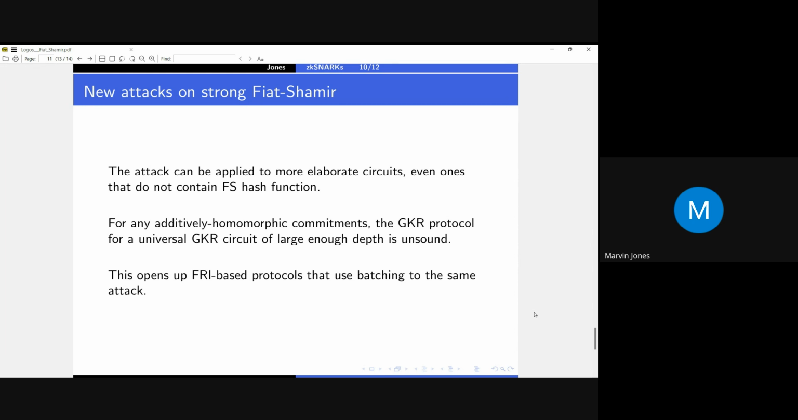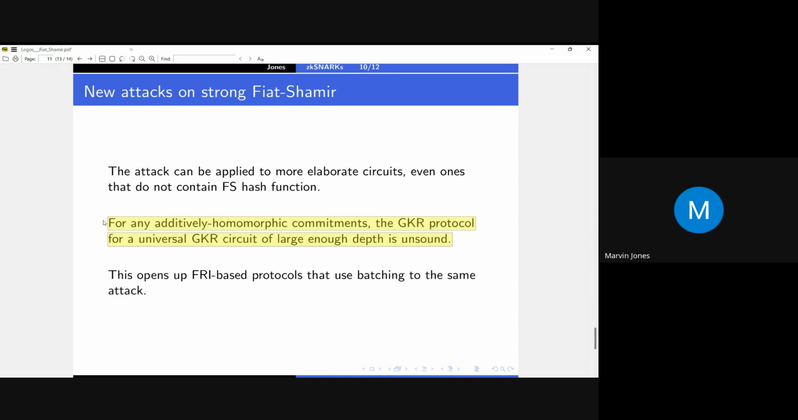But the really dangerous part is that they don't even require you to have the hash function included in the circuit. You could have an additively homomorphic commitment, and that can also be exploited. In fact, they prove that for any additively homomorphic commitments, the GKR protocol for a universal GKR circuit of large enough depth is unsound, which means it's open to the strong Fiat-Shamir attack.